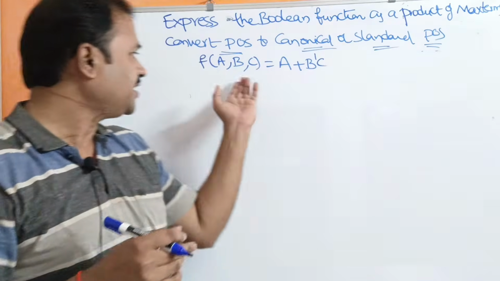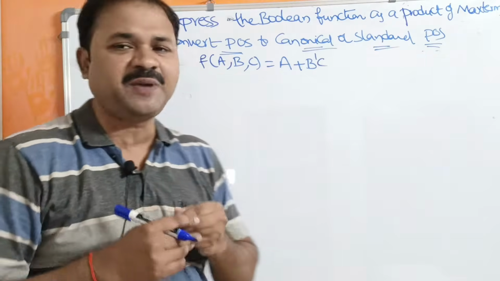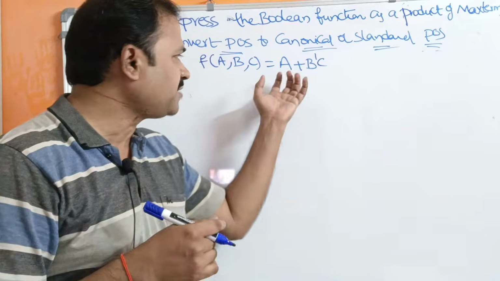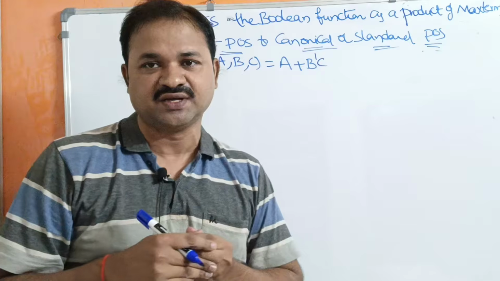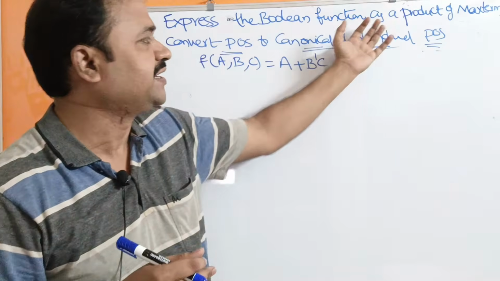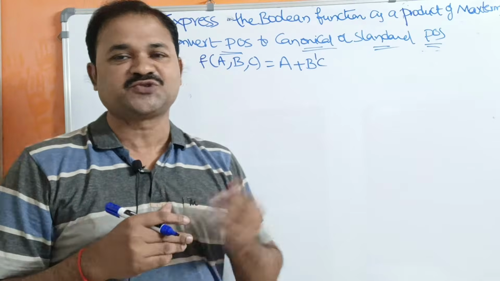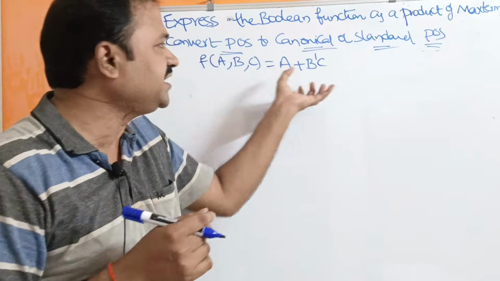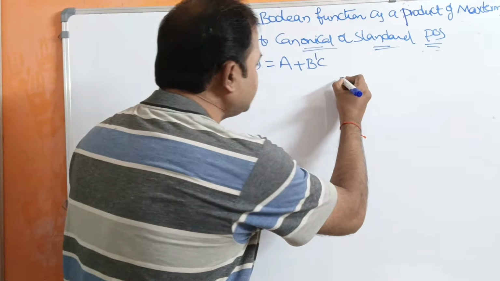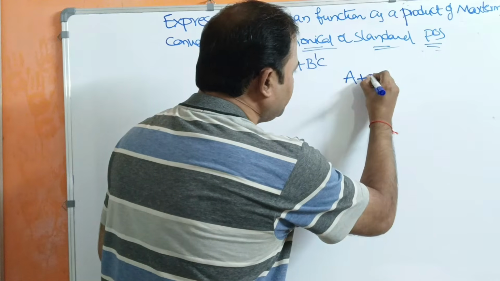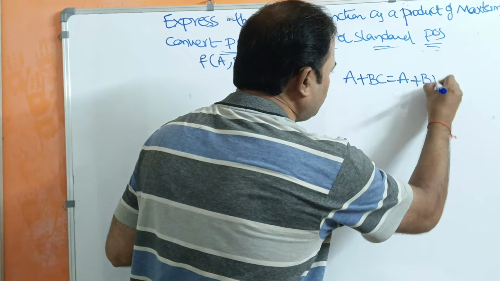Now let us see this function f of a, b, c equal to a plus b dash c. If we observe this function, it is in the form of sum of products. But here our expression should be in the form of product of max terms. So that's why we need to convert this into product of max terms. For that, let us use the distributive law.